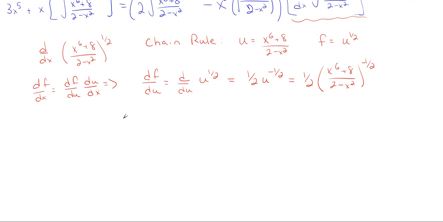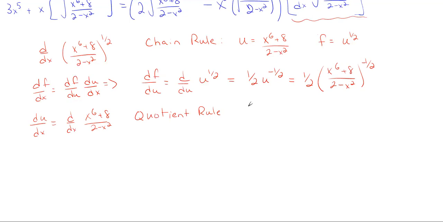So let's then work with our du dx. So du dx is going to be equal to the derivative of x to the 6th plus 8 all over 2 minus x squared. Well, with this one, we're going to have to use the quotient rule here. So it's a quotient rule wrapped within a chain rule, wrapped within a first order differential equation check. Yay, right? As I said, usually the checks take longer than the actual process of the solution. So we're going to use the quotient rule here.